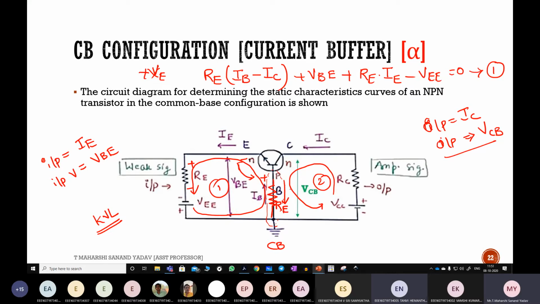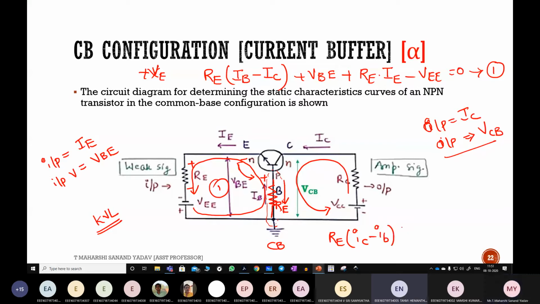Can anyone try for loop number 2? Same concept again. It is in the anti-clockwise direction, so better you start from here. RE into which current comes first, IC or IB? IC. Okay, IC plus IB or minus IB? Minus IB.